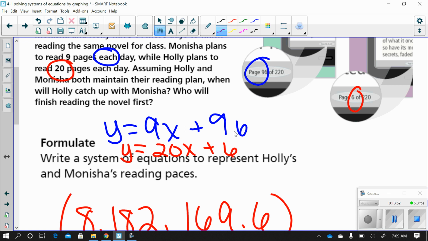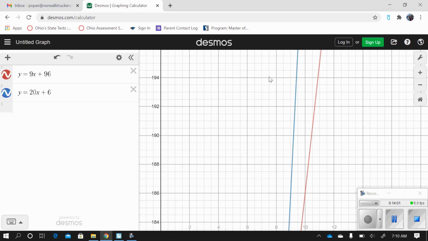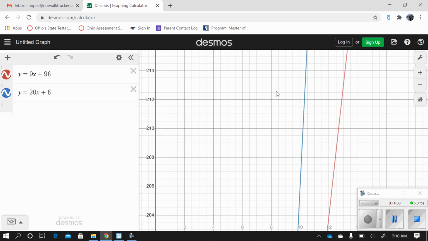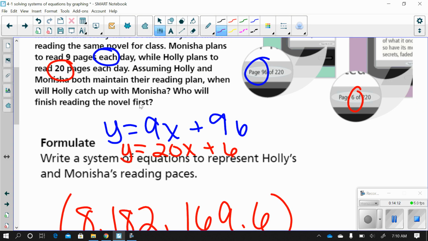Now to finish, who will read the novel first? Well, I know I've got to get to 220 pages. So if I go back to Desmos, I'm looking at my y-axis, because y is the number of pages. Who gets to 220 first? Well, 220 is here. Who hits it first? The blue line does. And who was blue? Well, the 20x plus 6 was blue. So that was Holly. So Holly will finish reading first. Okay, that's how you do that word problem.